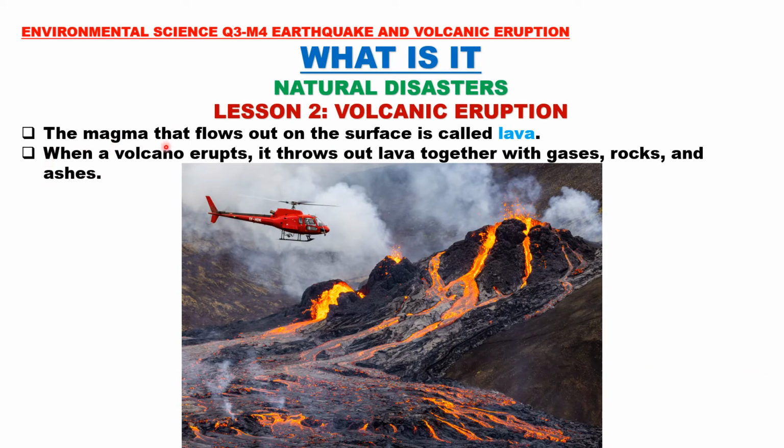The magma that flows out on the surface is called lava. So kapag nasa loob pa siya ng Earth's crust, we call the molten rocks as magma. But when it comes out from the crater of the volcano or from cracks in the volcano, we call it as lava. So when a volcano erupts, it throws out lava together with gases, rocks, and ashes.